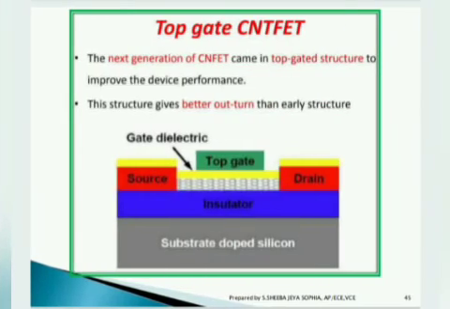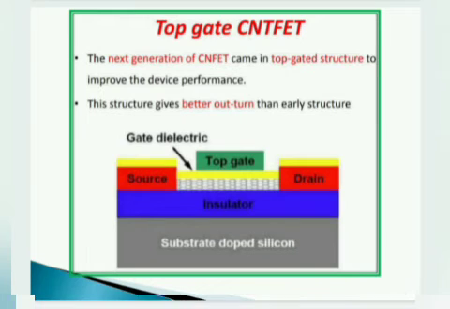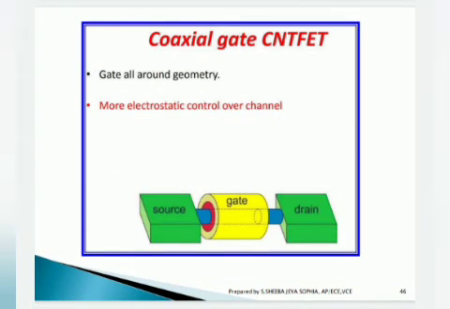In top gate CNT FET, the next generation CNT FET, which came to improve the device performance, the structure gives better output than the early structure. As you can see clearly, the top gate is given as a dielectric, which improves the conductivity of the material. Then coaxial gate CNT FET, it has gate all around geometry. You can see clearly it is in the form of a cylindrical shape. It covers the entire geometry, and so it creates more electrostatic control over the channel.